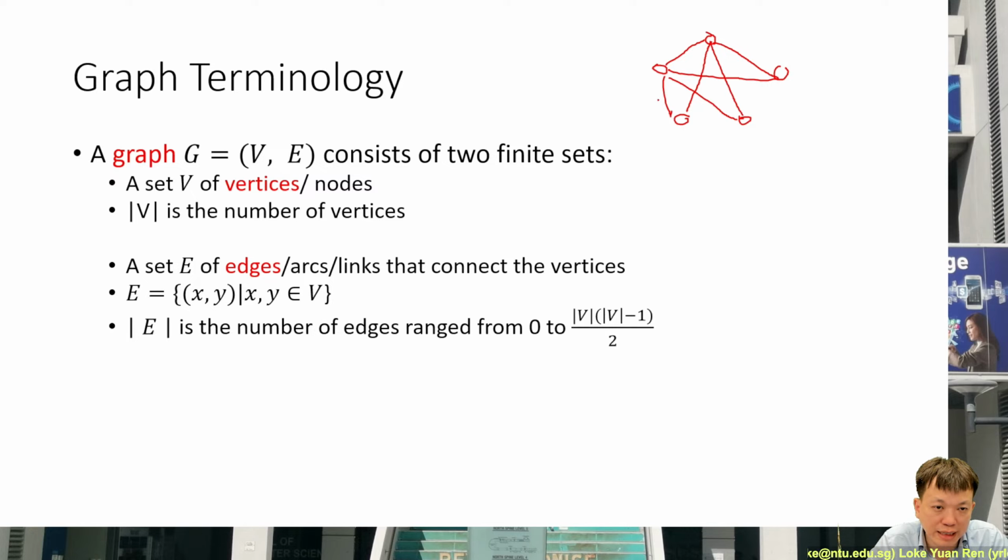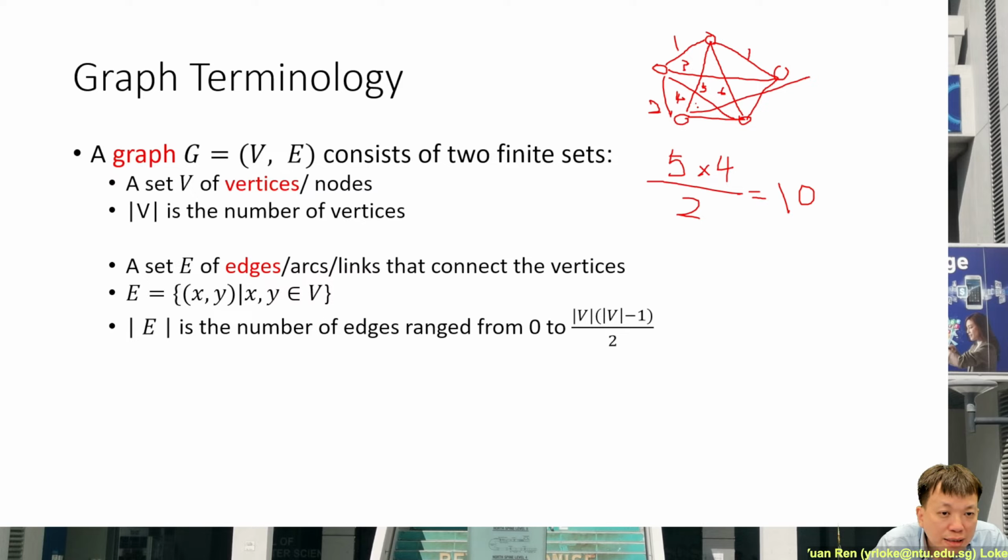And this one is another 4. There are 2 already, so I just need to add another 2. Then this one already has 3. Then this one is here. So the total number you can have in this example is 5 times 4 divided by 2, which is 10. Right? 1, 2, 3, 4, 5, 6, 7, 8, 9, 10. There are 10 edges.